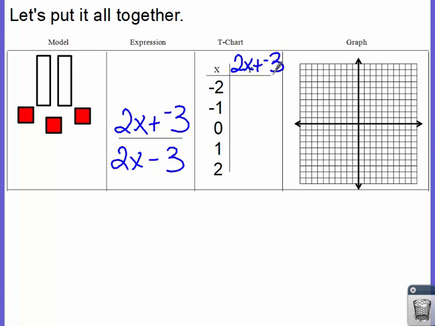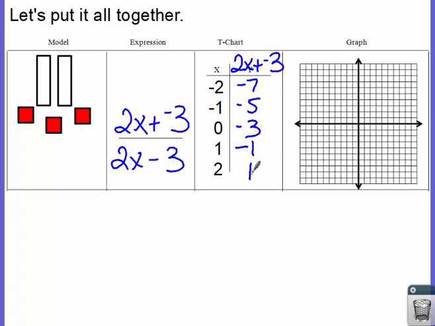We evaluate. So 2 times negative 2 gives you negative 4, plus negative 3 gives you a negative 7. 2 times negative 1 gives you negative 2, plus negative 3 gives you negative 5. 2 times 0 is 0, plus negative 3 gives us negative 3. So what is our pattern? We're increasing by 2. So this is negative 1 and then positive 1.